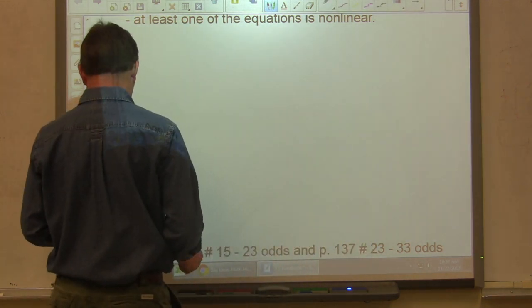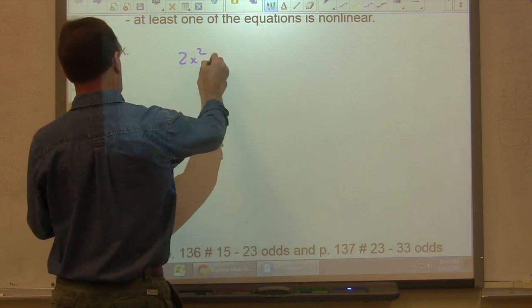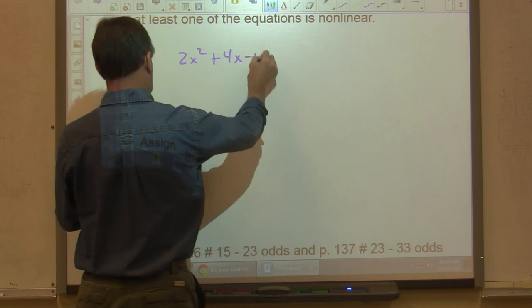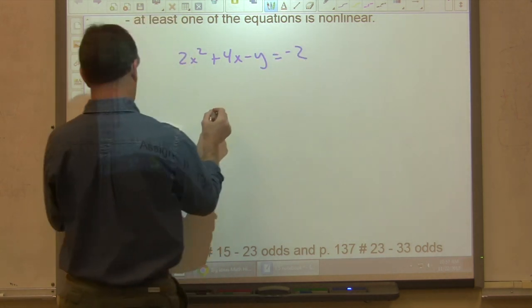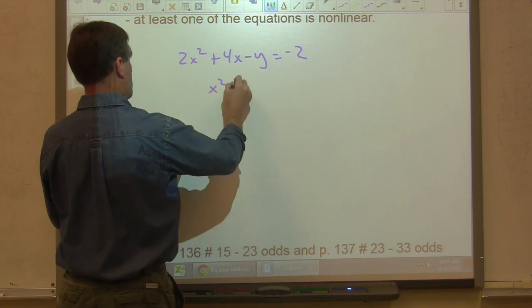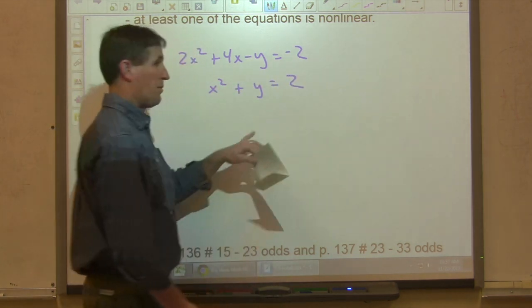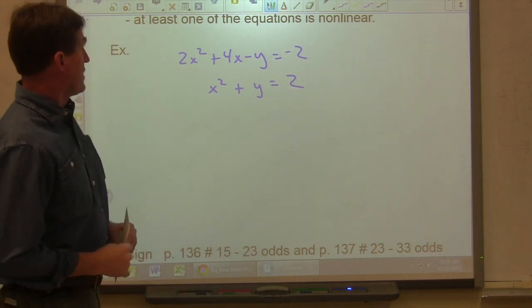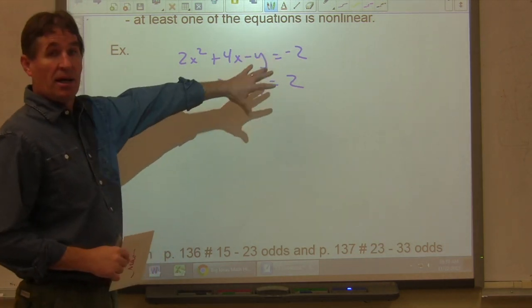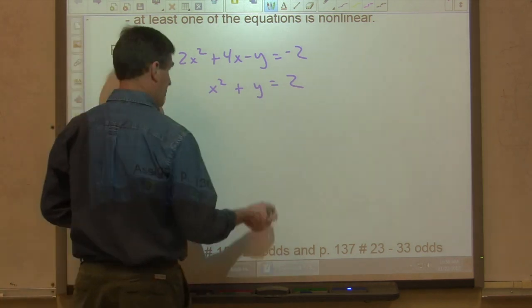Let's do 2x squared plus 4x minus y equals -2, and x squared plus y equals 2. So go ahead and pause the video. If you did this one, I would do this by elimination because the y's are already opposite, so we can just add these together.